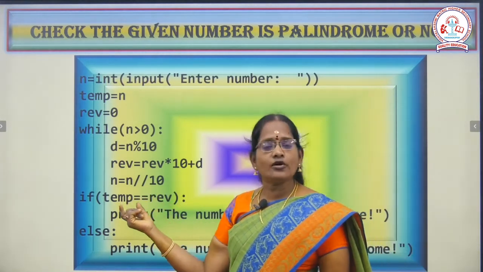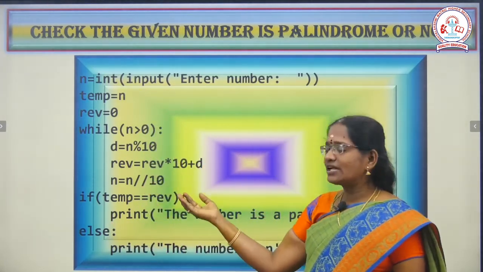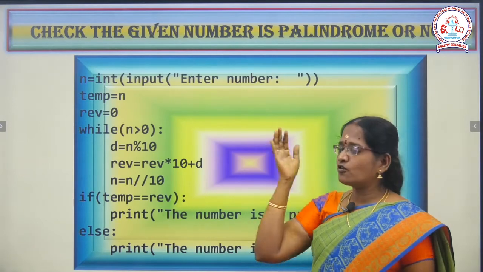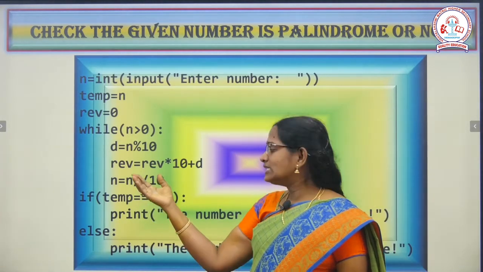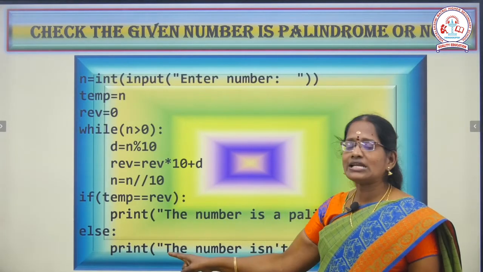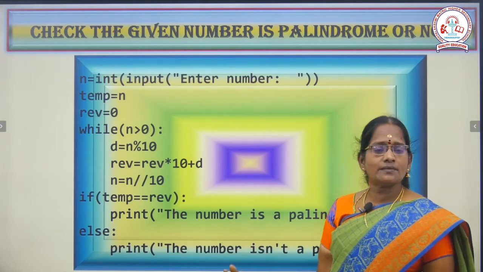Temp is the original number. For example, the original number is 124. The reversed value is 421. So is 124 equal to 421? No. This condition is false. Automatically the else part is printed. Any message you entered in the else part will be printed.